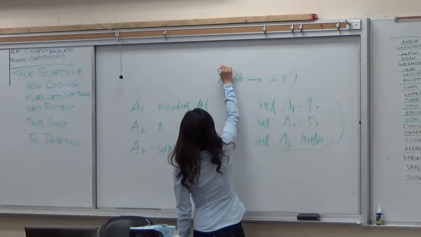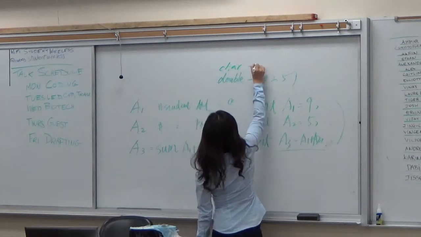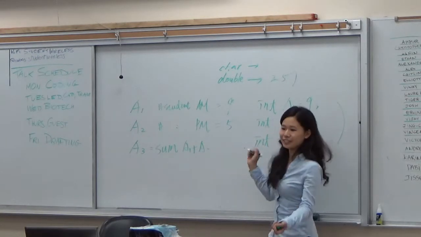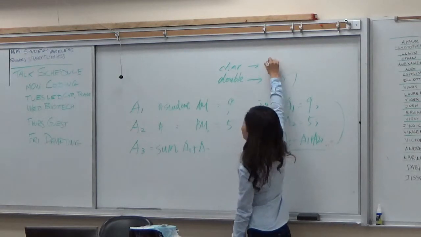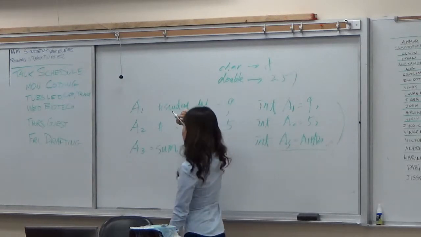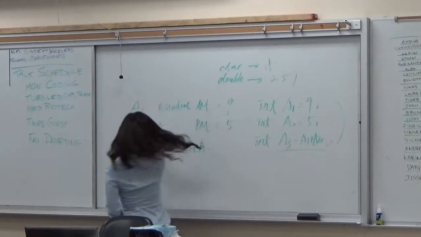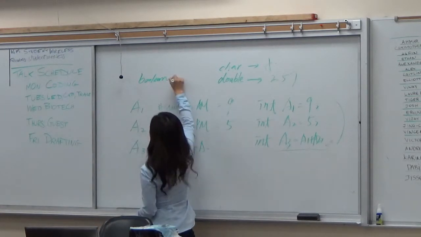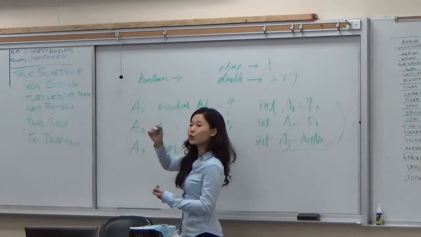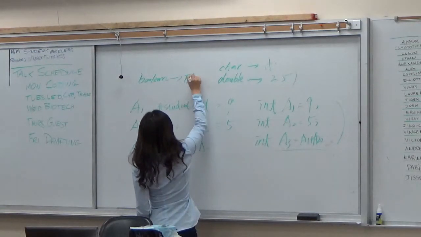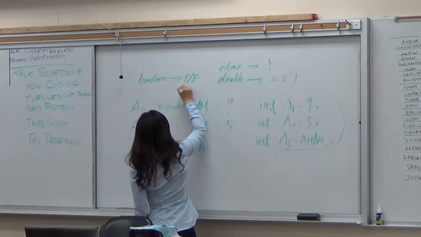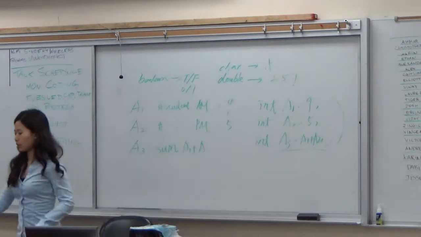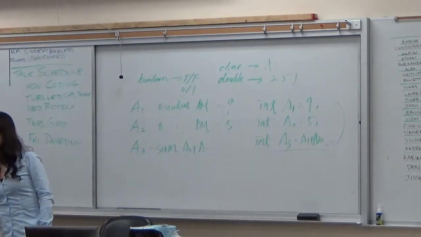For char. Anyone? Characters. Characters, yes, like A. Yeah. And Boolean. What about Boolean? True and false. True or false. Sometimes true or false, or it could be 0 and 1. Yeah. Okay, so that's it for the variable.